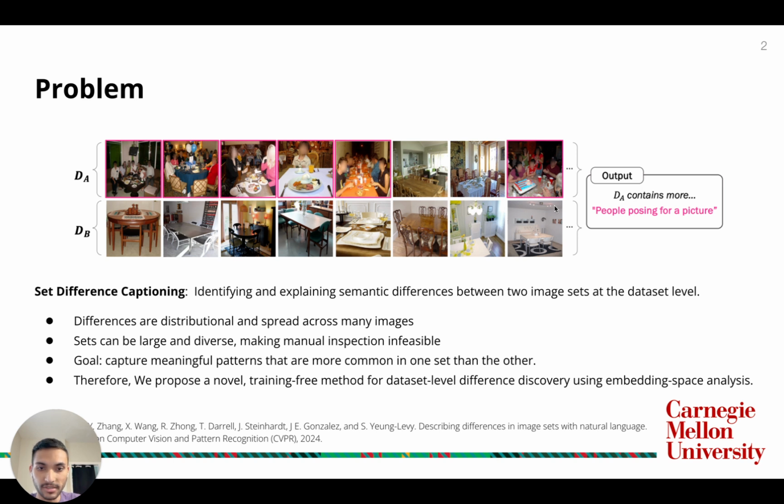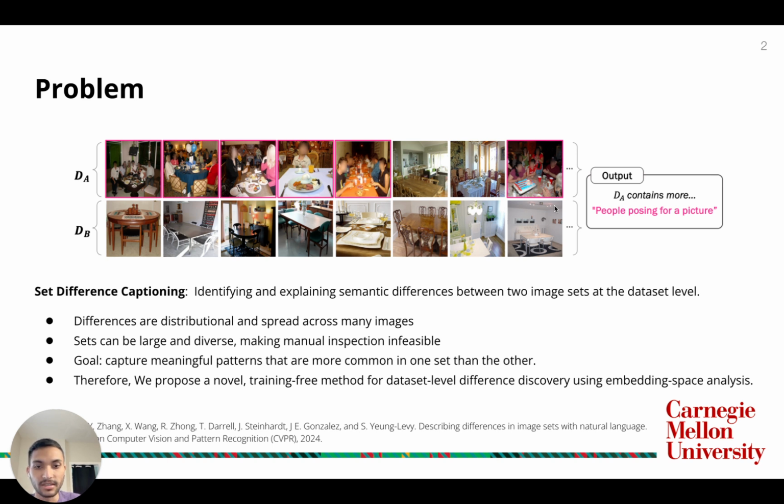Given two image sets, the goal is to describe their differences at the dataset level. These differences are often distributional and spread across many images, making manual inspection very hard. So the challenge is to identify patterns that are more common in one set and express them in natural language.